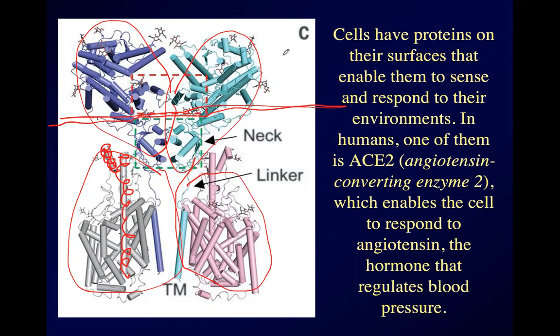A molecule of the hormone will bind to this and cause the cell to alter its shape. And that will set off events going on inside the cell that involve lots of other proteins. So this is how cells in your body can respond to a hormone that I believe your kidneys put out that regulates your blood pressure.